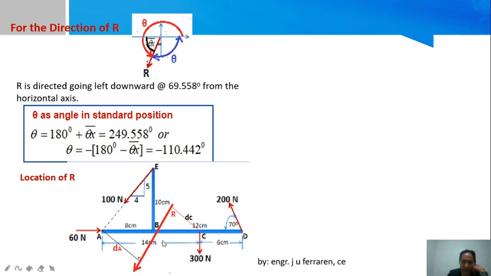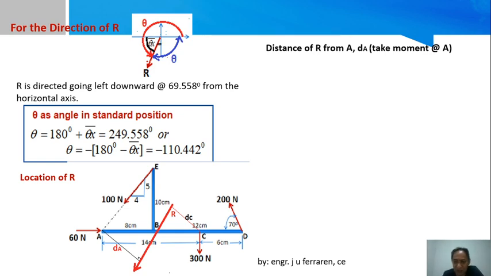Okay, now assuming that I'll be using the point A as my reference. So, distance of R from A, which is the DA in your figure. So, the moment will be taken at A, or A will be used as a moment center. Okay. What is the rotation? Okay. So that you won't be confused of the sign of your moment, no?